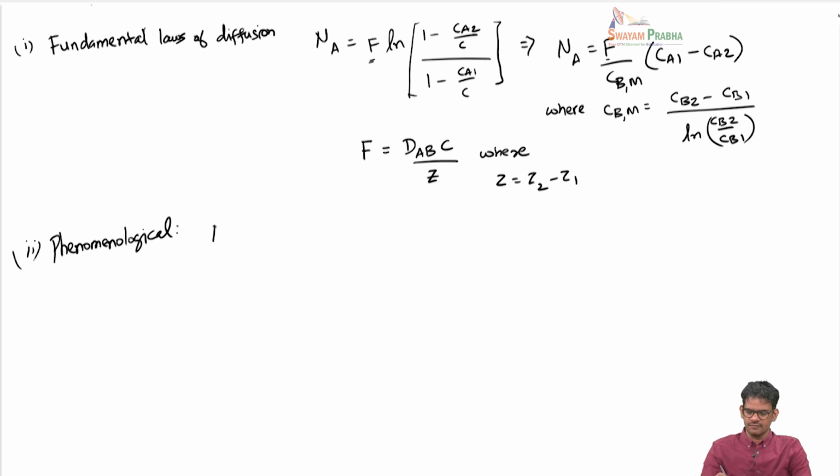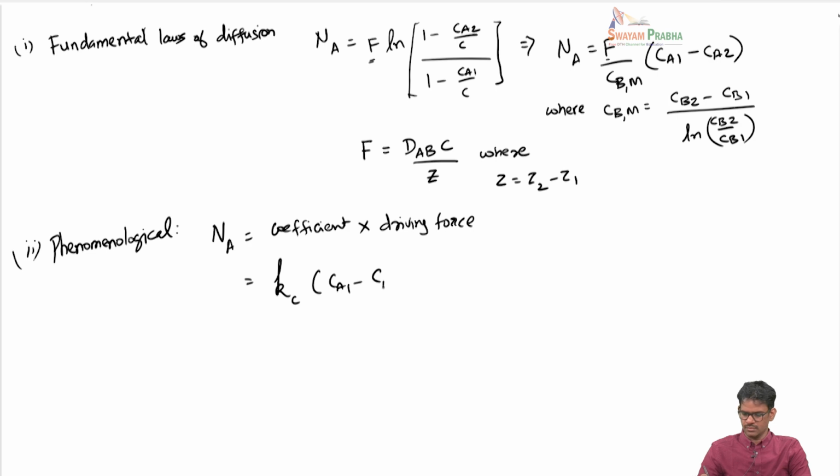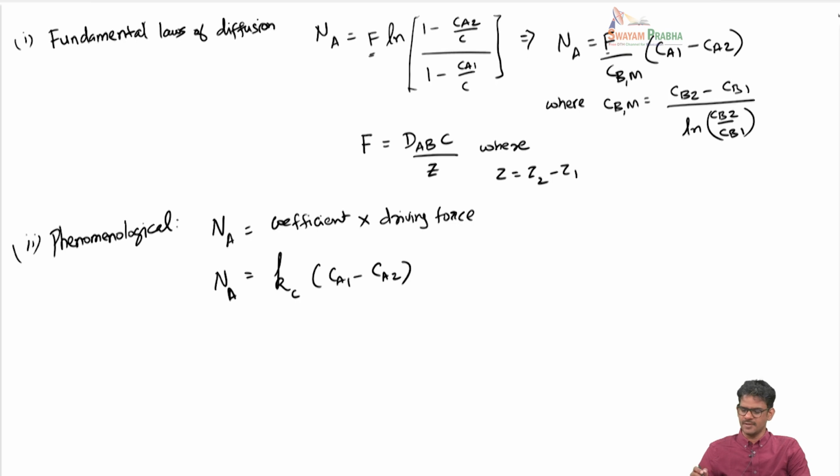Where we write flux is equal to some coefficient times the driving force. So these are two ways of writing the mass transfer flux. This particular phenomenological approach is similar to how we write heat transfer flux, where we write Q is some heat transfer coefficient times delta T. Okay, so it has an analogy to this.